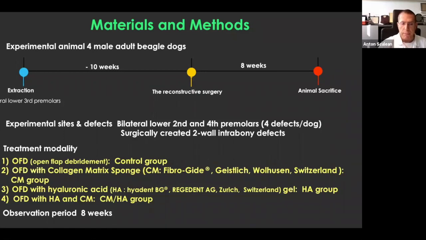Open flap debridement, of course, serving as control. Then we used a certain type of collagen matrix sponge that may stabilize the blood clot. We used the hyaluronic acid, the cross-link type that was tested previously in cell cultures. And then we also used a combination of the hyaluronic acid and the collagen matrix.